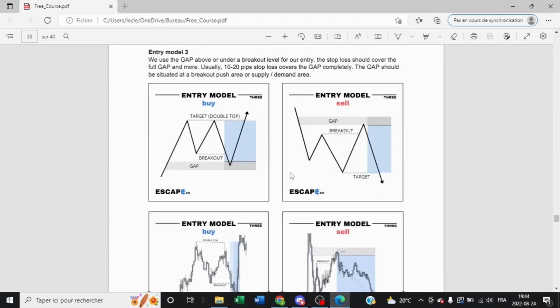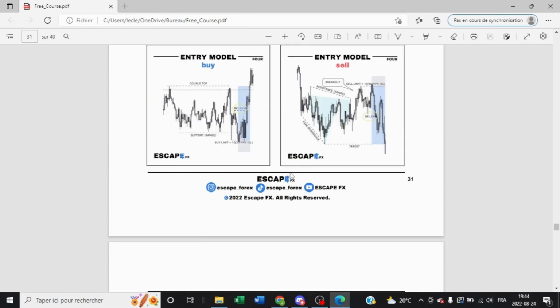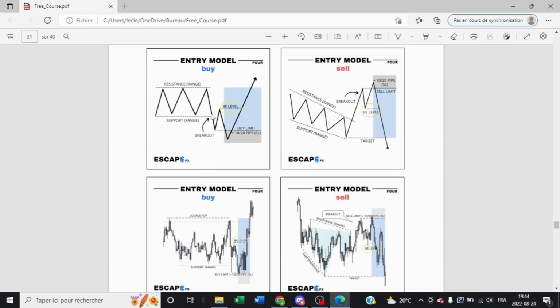Target entries. Yeah, this is good. I'm going to let you go through it by yourself. I just want to pinpoint that the break-even levels most of the time are going to be at the breakout push. If you don't know where the breakout push is, go to the structure section at the beginning of the PDF course. You'll see where the breakout push is.